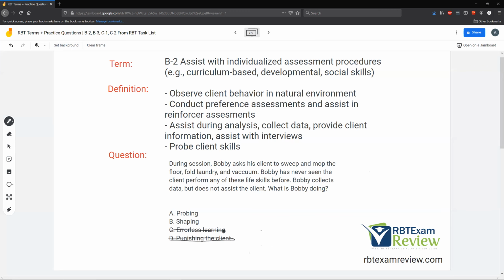So errorless learning is wrong. Is he shaping? Is he reinforcing any approximations? No. What did he do? All he did was ask the client to perform the task and then observe. Can they do it? Can they not? Therefore, the answer is probing.